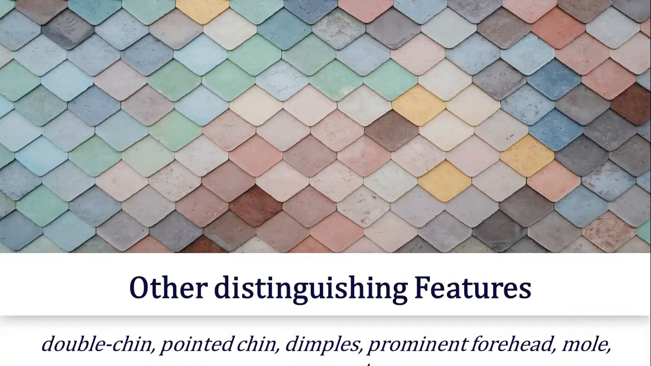Once you're done with all of this, to give a very holistic view of someone or to complete the description of that person, you give some distinguishing features. They can be the double chin of a person, or maybe a pointed chin, or dimple near the lips, or prominent forehead. They can be mole, warts, or any other specific feature on the figure. It can be freckles as well.